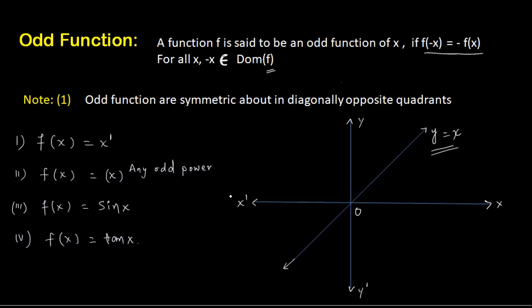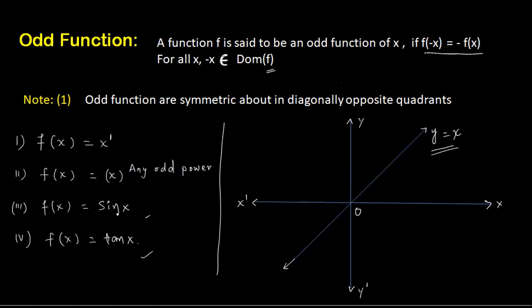Here are some examples of odd functions, like f of x equals x, or f of x equals x raised to any odd power, or sin x, tan x. They are all examples of odd functions, and we can easily prove that they are odd.